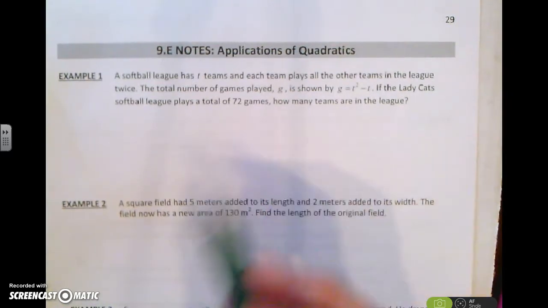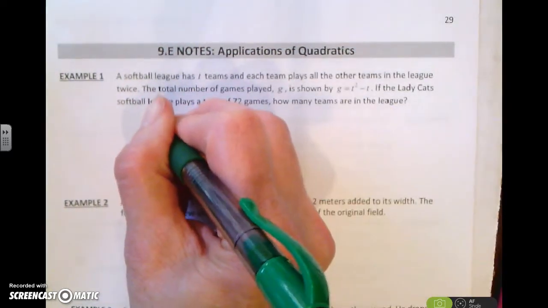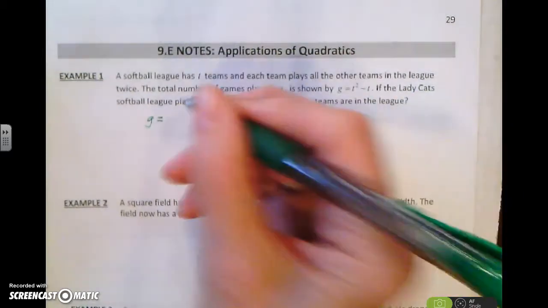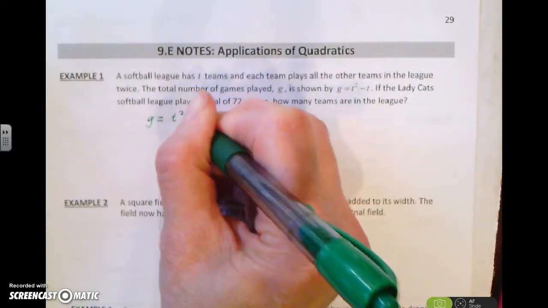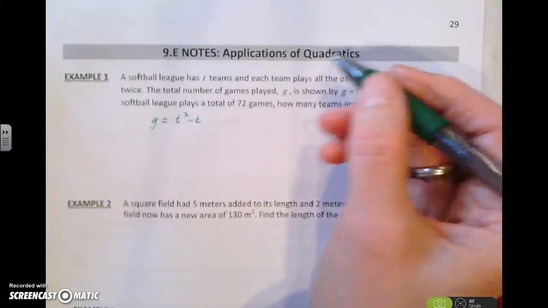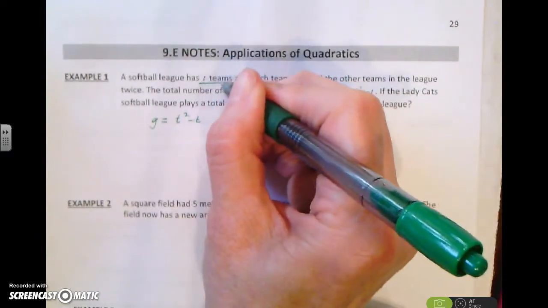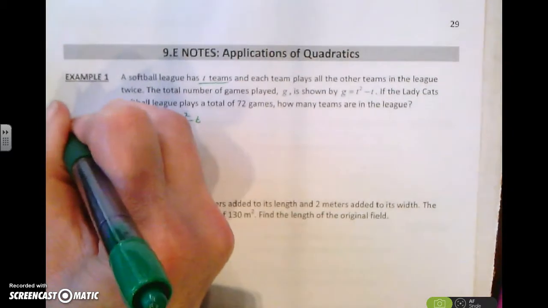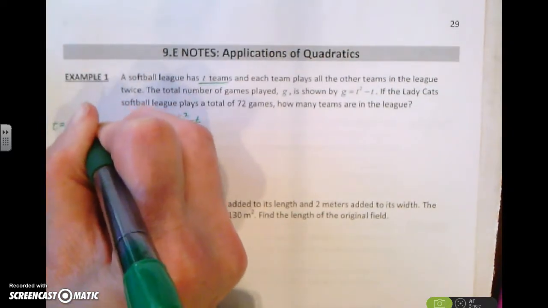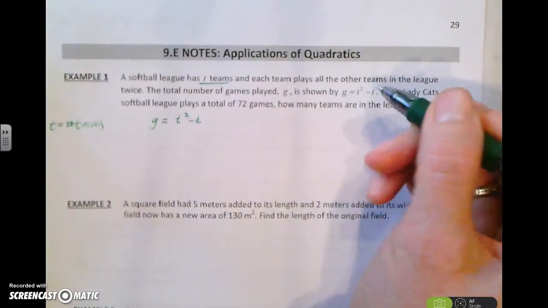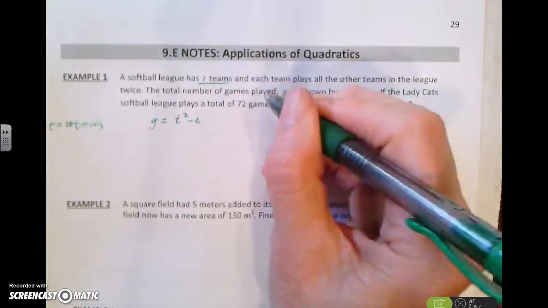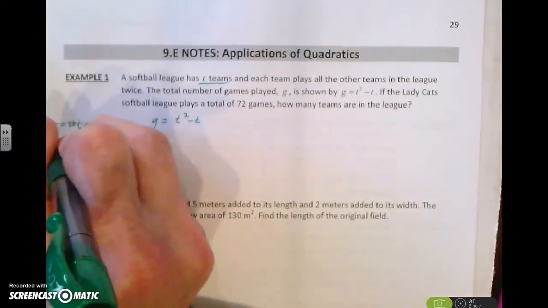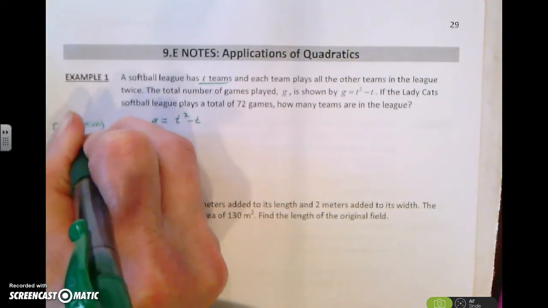So we're given a formula where we have that G is equal to T squared minus T. In our problem, we're told that T represents the teams played. So T equals number of teams. And we know that G is the number of games. So G is equal to the number of games.